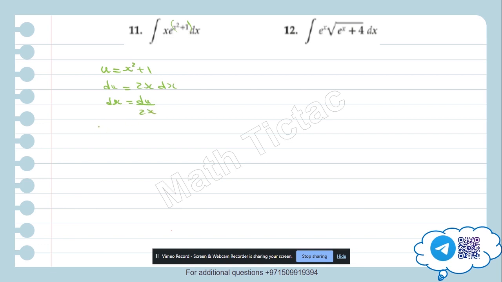So directly I will go to the integration of x e to the power u, du over 2x. X with x is eliminated. So the integration of e to the power u is equal to 1 over 2 e to the power u divided by 1, so no need for writing that plus c. Now let's write the assumption back: e to the power x squared plus 1, divided by 2, plus c. That's it.